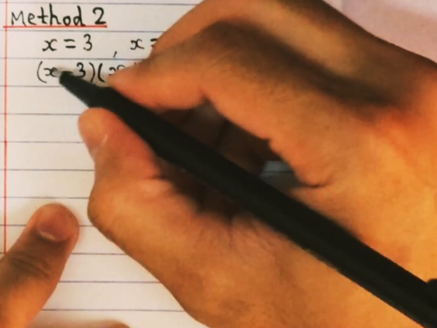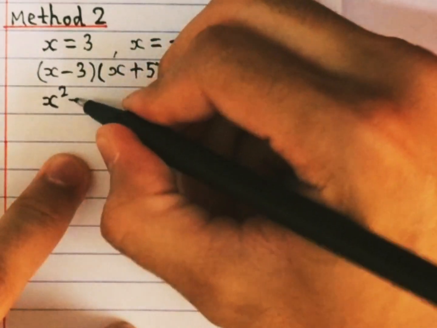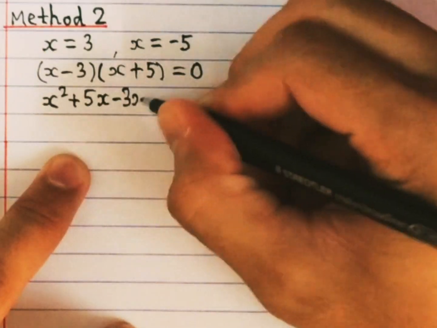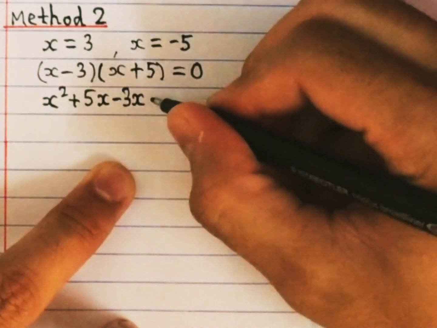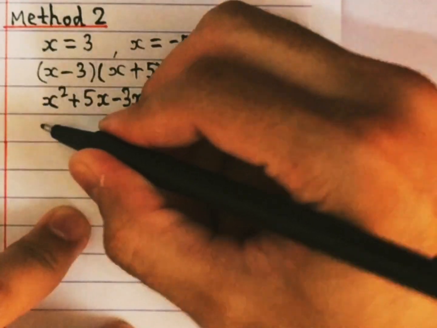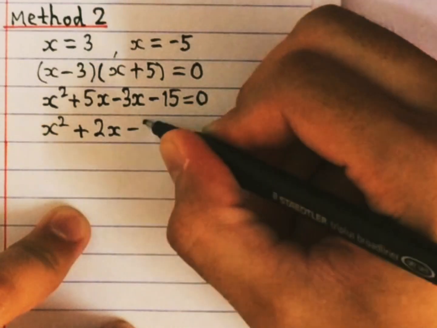So you open the bracket, you expand the bracket, so you have x times x is x squared. x times 5 is 5x. Negative 3 times x is negative 3x. Negative 3 times 5 will be negative 15 equals 0. Now you simplify the equation, you have x squared plus 2x minus 15 equals 0.